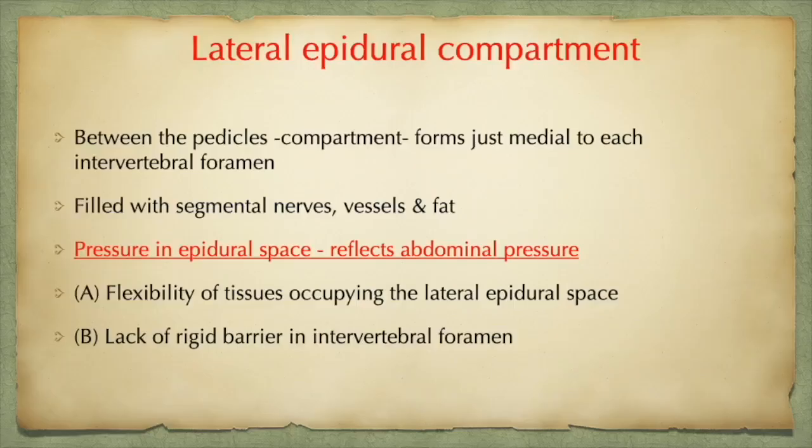Coming to the lateral epidural compartment, this compartment forms just medial to each of the intervertebral foramina between the pedicles. It is filled with the segmental nerves, vessels and fat. The pressure in the epidural space is usually a reflection of the abdominal pressure, because the flexibility of the tissues occupying the lateral epidural space and the lack of a rigid barrier in the intervertebral foramina lead to easy transmission of pressure from the abdomen into the epidural space.